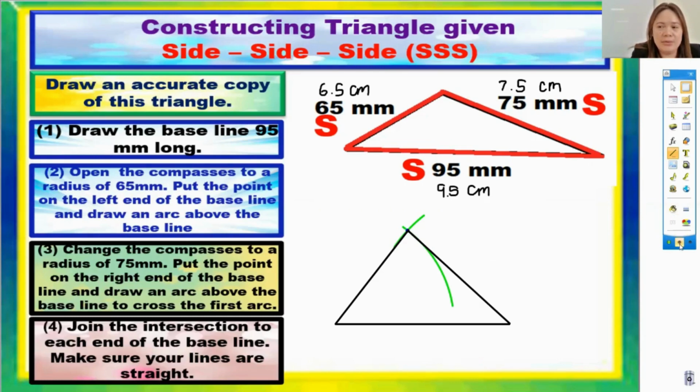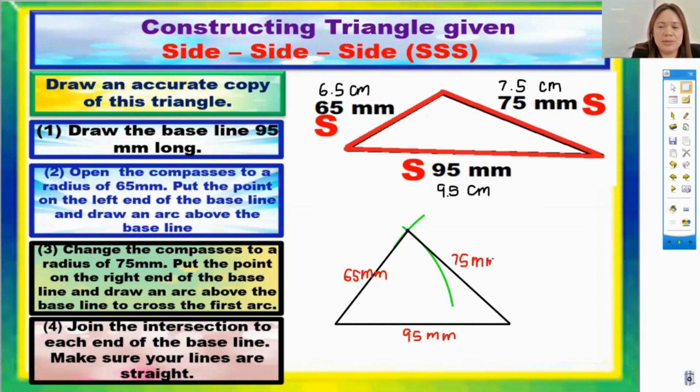And all I need to do now is to label the sides. I'm going to put 95 mm on this side, which is my baseline or my base side. So this is 95 mm. And this one here is 65 mm. This is the last step. So this is 65 mm here. And of course, the third side here is 75 mm.